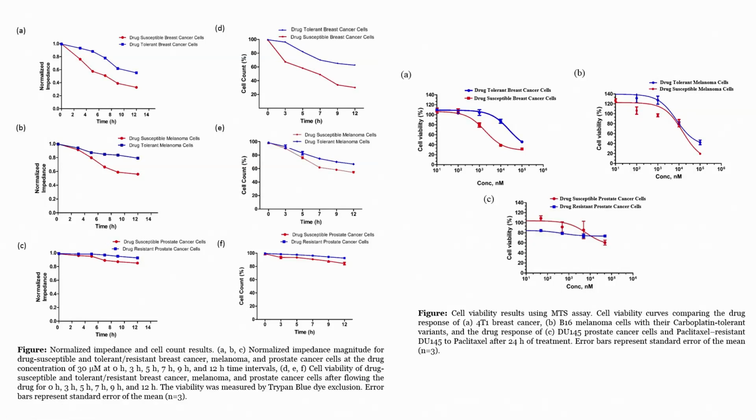And we can also see that for the drug resistant cells, particularly prostate cancer, we do not see that much change in impedance, because it is very difficult to kill prostate cancer cells using paclitaxel. We have also seen how the plot looks for cell counts using a hemocytometer. Finally, we have understood the cell viability study using the MTS assay.